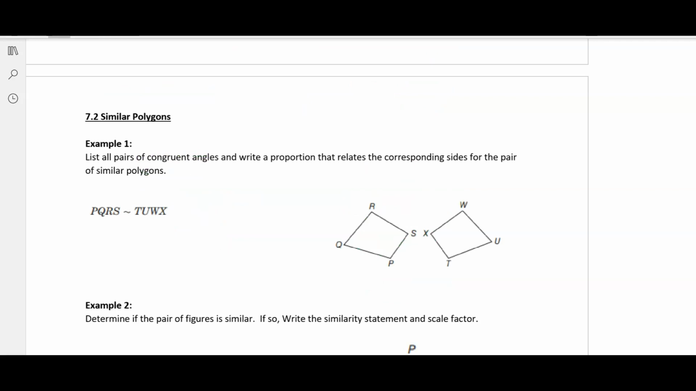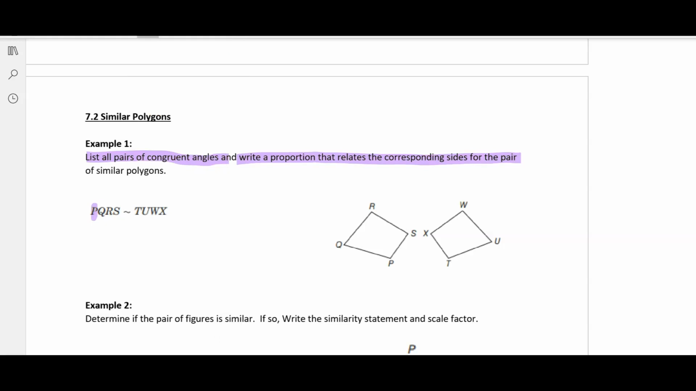And two similar polygons. Okay, so got to add in some of that geometry now. So here we have a quadrilateral. Okay, we need to list all the pairs of congruent angles and write their proportions that relate to the corresponding sides for that pair of the polygons. So let's go ahead and just do those angles here.